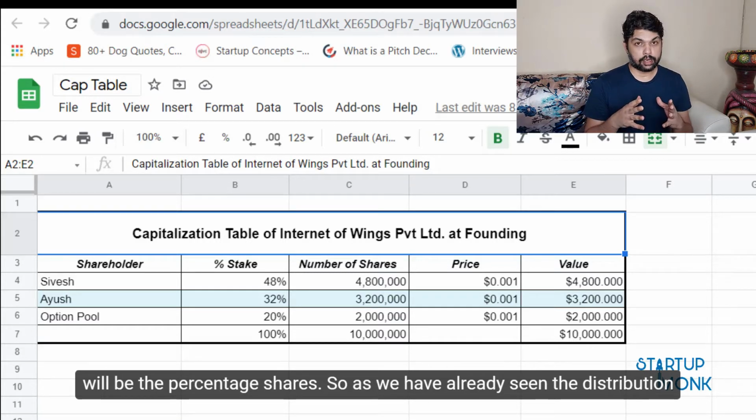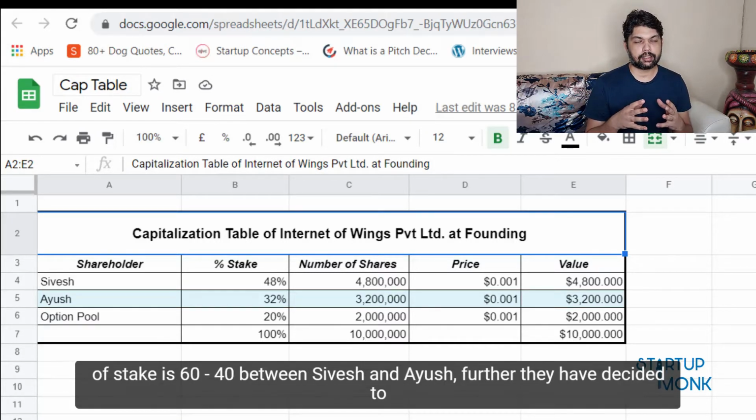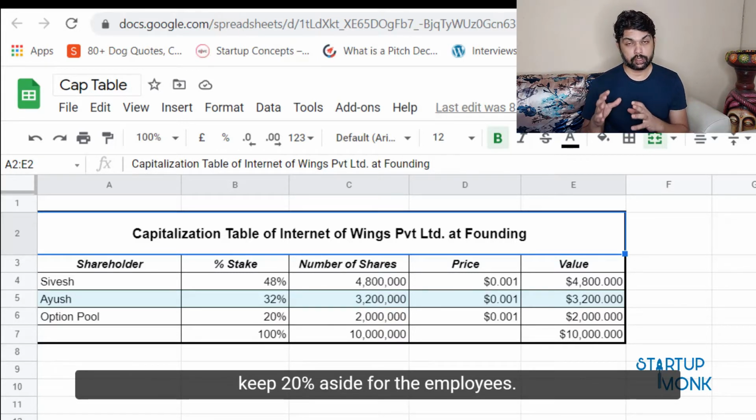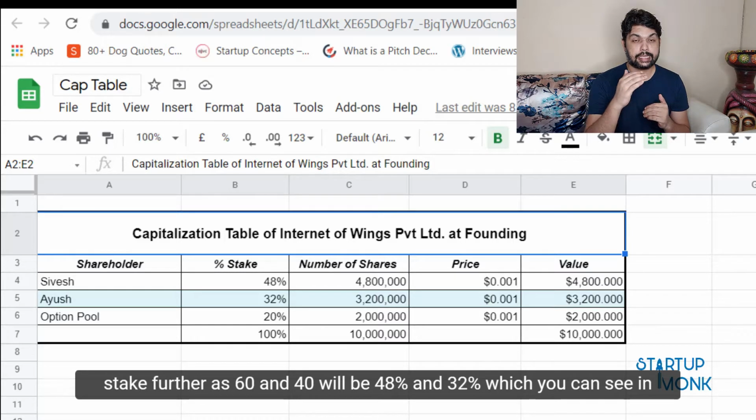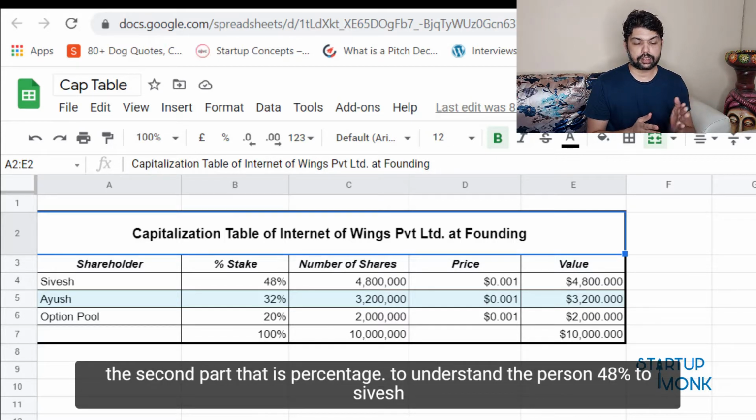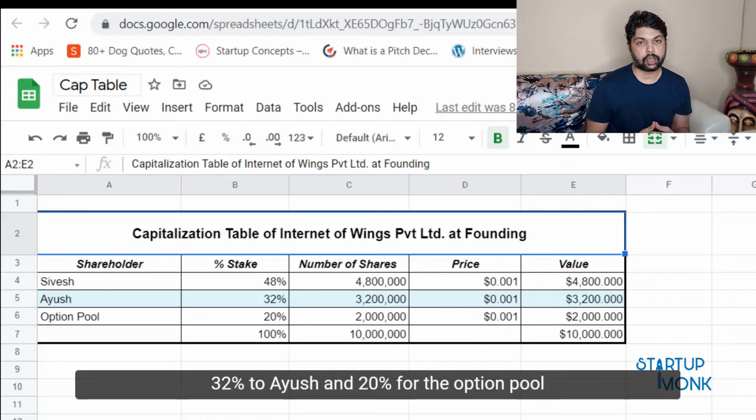As we have already seen, the distribution of stakes is 60-40 between Sivesh and Ayush. Further, they have decided to keep 20% aside for the employees. So after deduction of 20% from the stakes, the distribution of 60 and 40 will be 48% and 32%, which you can see in the second part, that is the percentage stake. 48% to Sivesh, 32% for Ayush and 20% for the option pool.